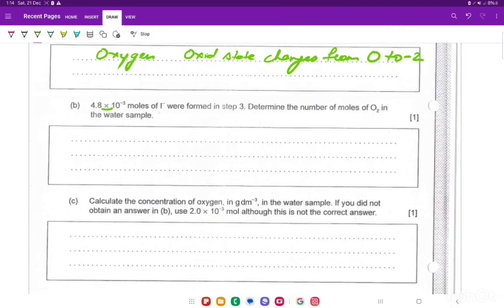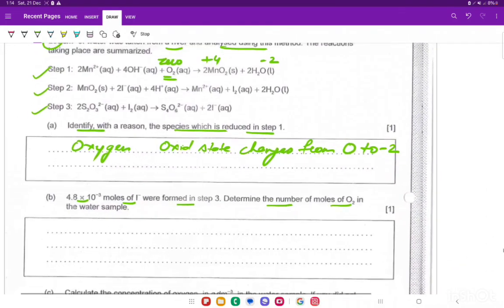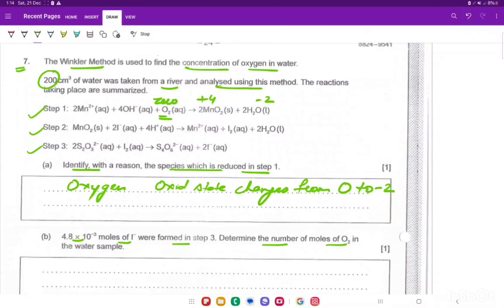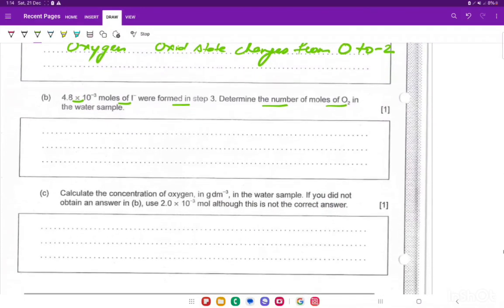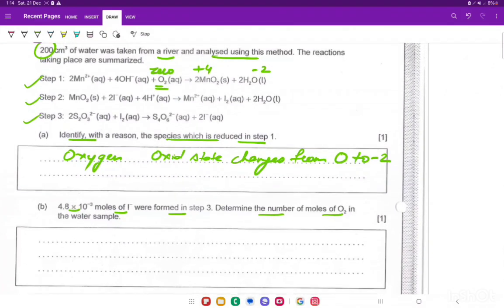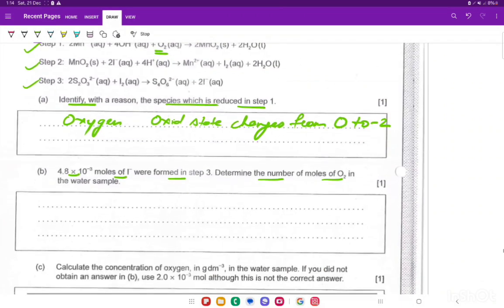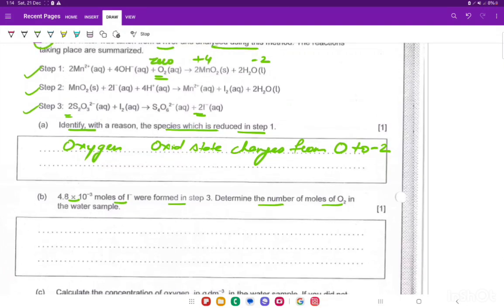4.8 × 10^-3 mole of I⁻ was formed in step 3. Determine the number of moles of oxygen in the given sample. If I see this equation, 2 moles of thiosulfate react with 1 mole of iodine and form 2 moles of I⁻. So 2 moles of I⁻ form from 2 moles of S2O3 2⁻ and 1 mole of iodine. 2 moles of I⁻ give 1 mole of iodine.